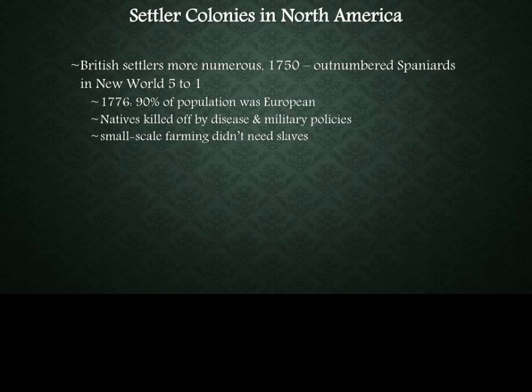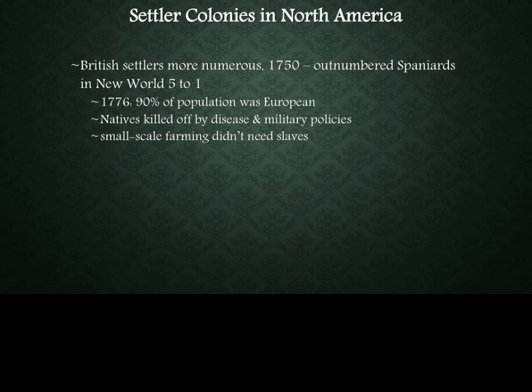And the British settlers were more numerous by 1750. They outnumbered the Spanish in the New World 5-1. Remember that map you saw and how much larger Spanish territory was compared to the British? However, the British outnumbered the Spaniards 5-1 by 1750, by the end of this era. So that's how many British settlers were leaving England and going elsewhere.